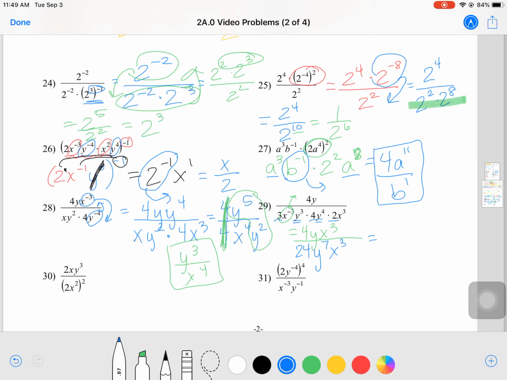Then continuing simplifying, this x cubed over x cubed, you subtract those exponents, they cancel, so this is just going to go away. 4 over 24, you can simplify, and you can divide a 4 out of both of them. So on top you have a 1, on bottom you have a 6. And then looking at my y's, I have 7 on bottom and 1 on top, which means you'll have 6 left over on bottom.